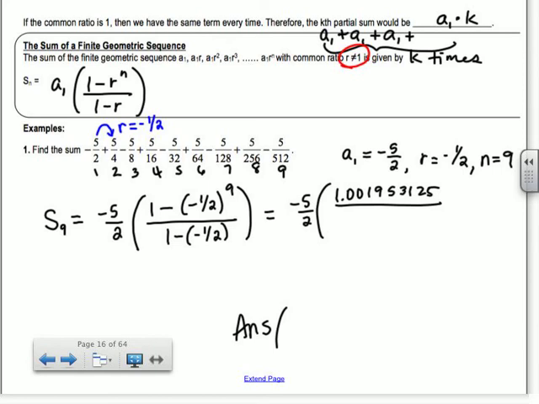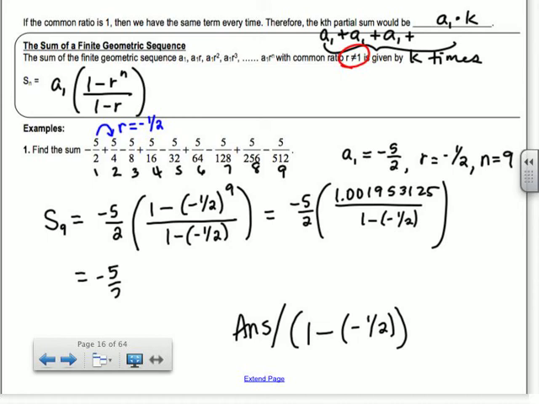Okay, so the sum of a finite geometric sequence, so a1, a1r, a1r squared, a1r cubed, and so on, is given by a1 times 1 minus r to the n, over 1 minus r. I always forget this formula, I gotta look it up, I give it to you. Okay, this will be the one formula you will get for your test.